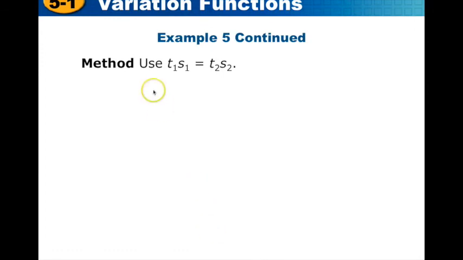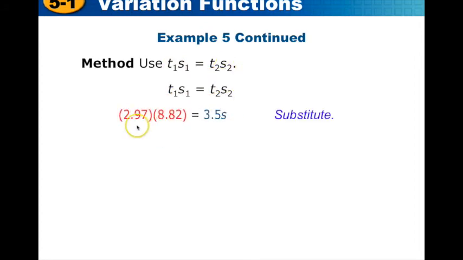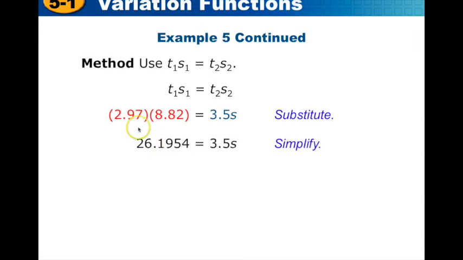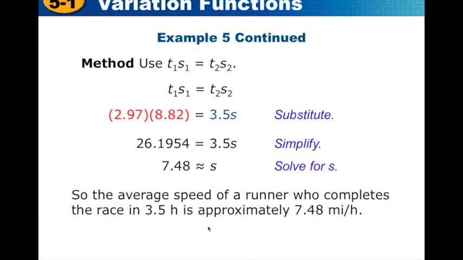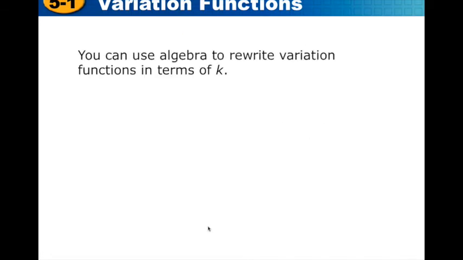Now, we can also do this by saying that time 1 times speed 1 equals time 2 times speed 2. So when we have inverse, we end up multiplying on one side equals multiplying on the other. So go ahead and substitute in all the values that they give us. And then we can just easily solve that, multiply these two together, and divide by 3.5 to get the answer. And either way, we get the same answer. So the average speed of a runner who completes the race in 3.5 hours is approximately 7.48 miles per hour.